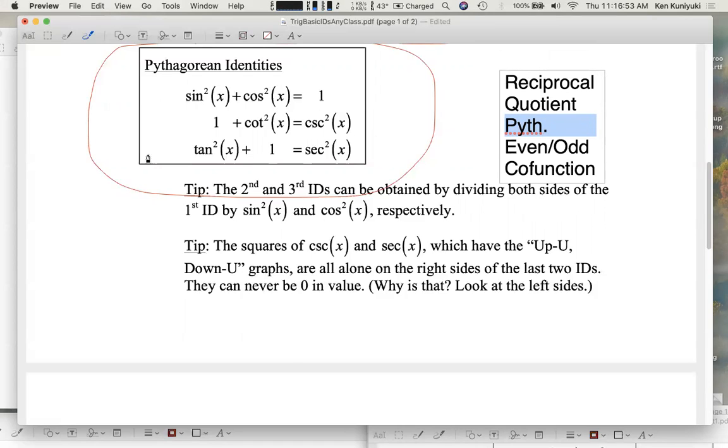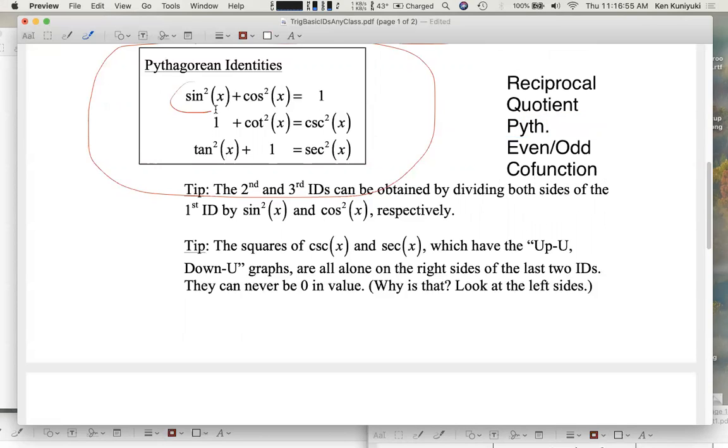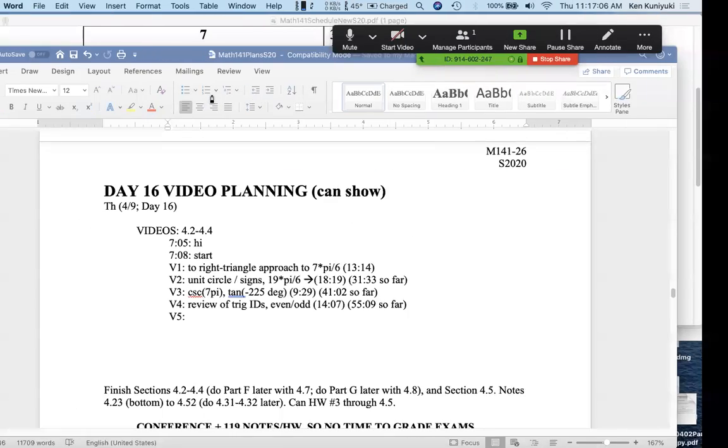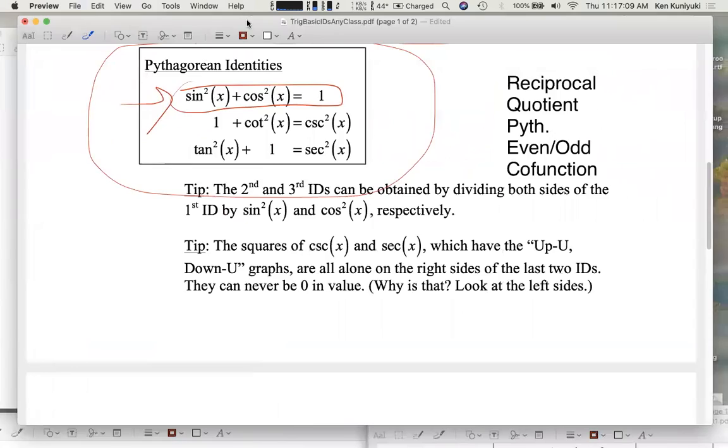Know these three, or at the very least, memorize this basic Pythagorean identity and figure out the other two. All right, let's start by basically showing this first one and why it's true. The Pythagorean identities.